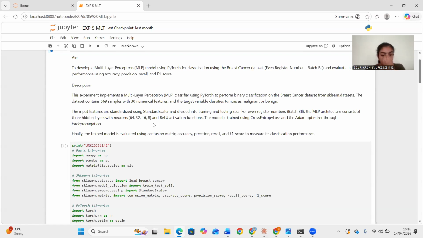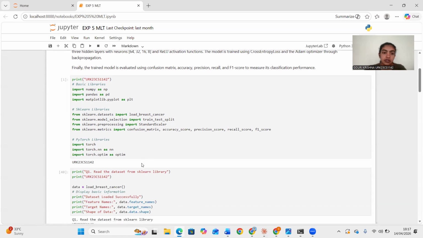In this experiment I implement a multi-layer perceptron using PyTorch for binary classification on the breast cancer dataset. The goal is to classify the tumors as malignant or benign and evaluate the model performance. The first question is to load the dataset. In this step, I've loaded the breast cancer dataset using sklearn. This dataset consists of 569 samples and 30 numerical features related to the tumor characteristics, and it also provides feature names and target labels.